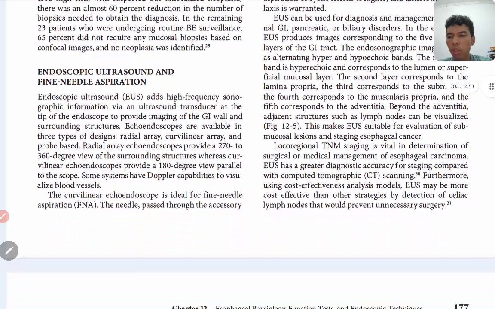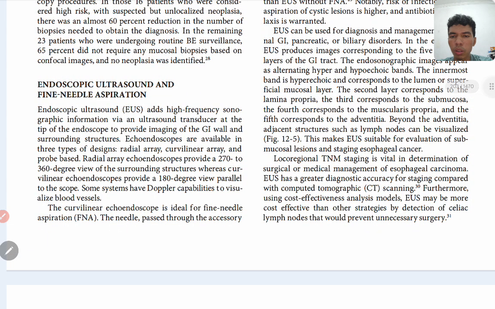Endoscopic ultrasound and fine needle aspiration. Endoscopic ultrasound adds high-frequency sonographic information via an ultrasound transducer at the tip of the endoscope to provide imaging of the GI wall and surrounding structures. Echo endoscopes are available in three types of design: radial array, curved linear array, and probe-based. Radial array endoscopes provide a 270 to 360-degree view of the surrounding structures, whereas curvilinear endoscopes provide a 180-degree view parallel to the scope.